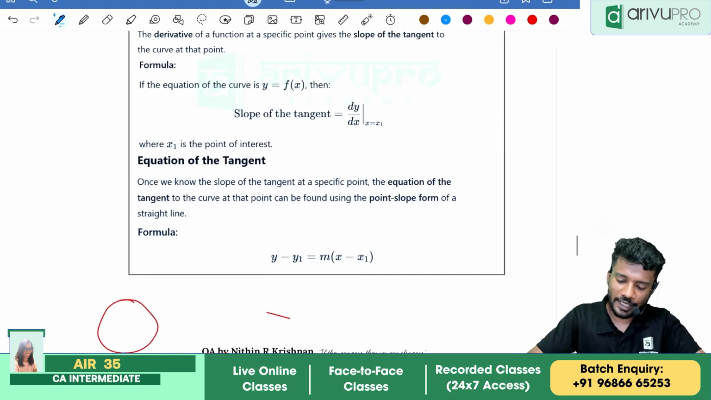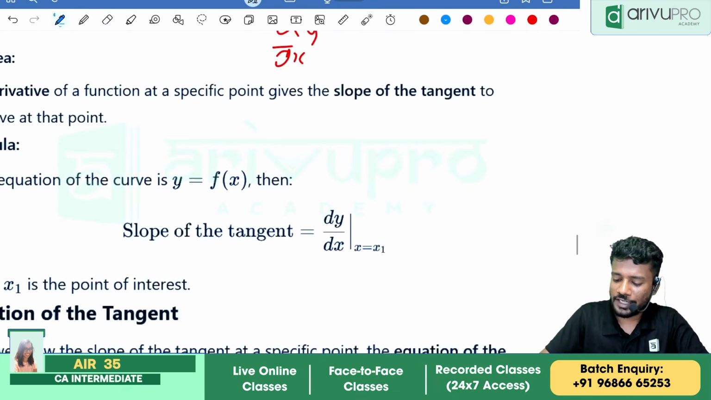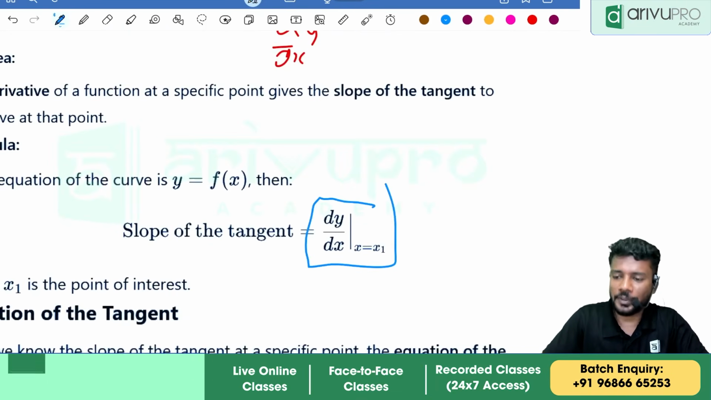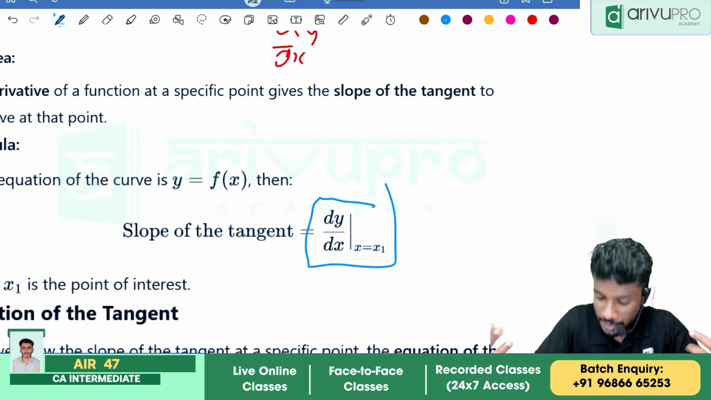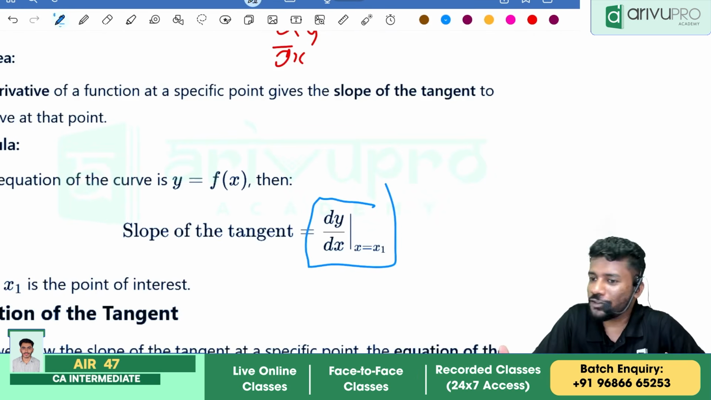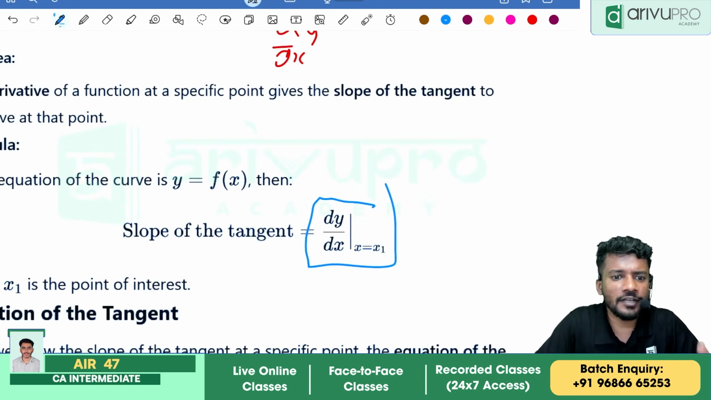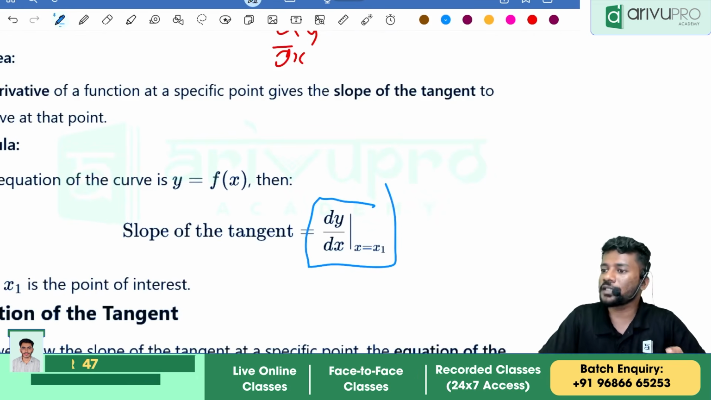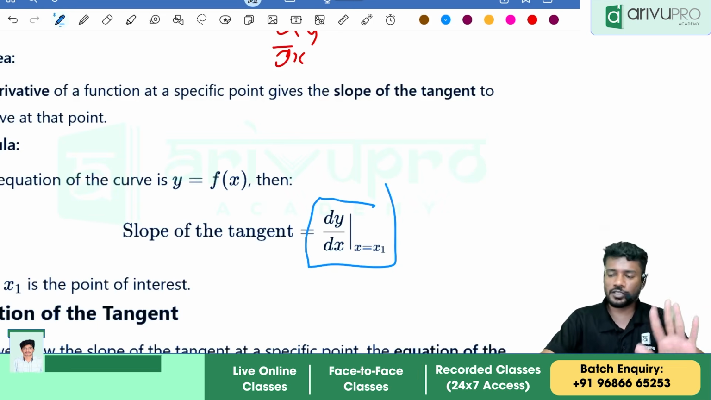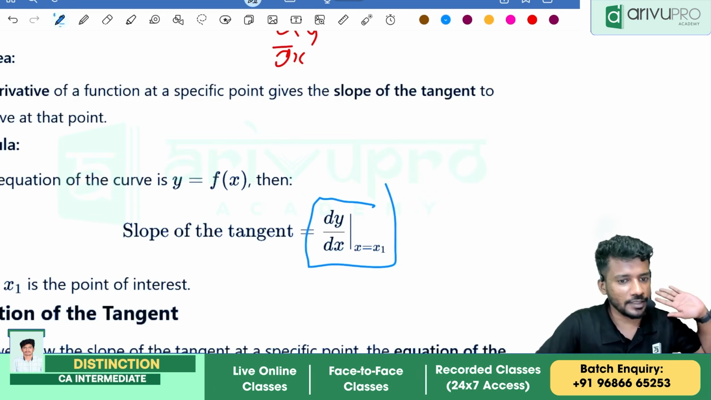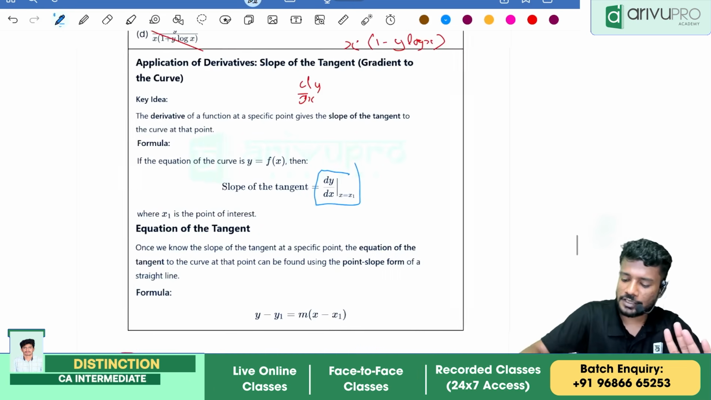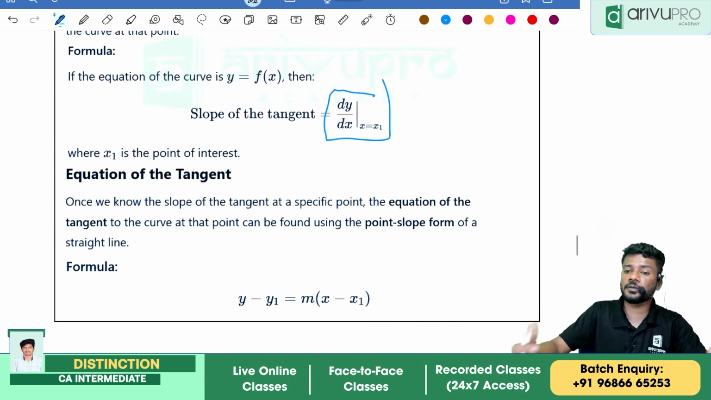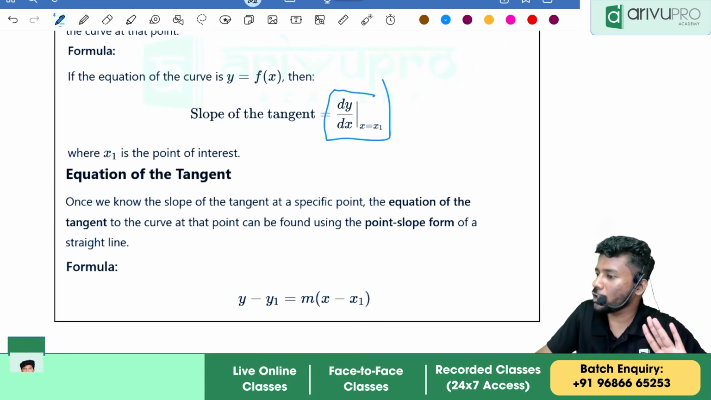The slope of a tangent is nothing but dy by dx. The equation of the curve will be given in the question. We need to find dy by dx, the derivative of that equation. That's why I'm telling you, if you know the base, and one question is there, you can directly go for the answer. The slope of the tangent is nothing but the derivative of the given equation.